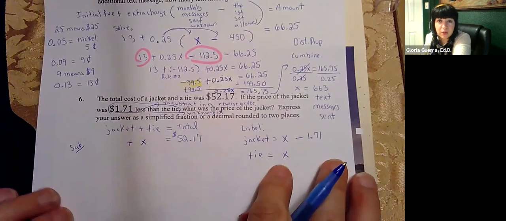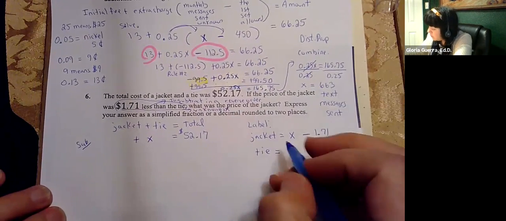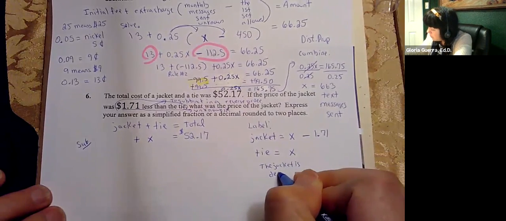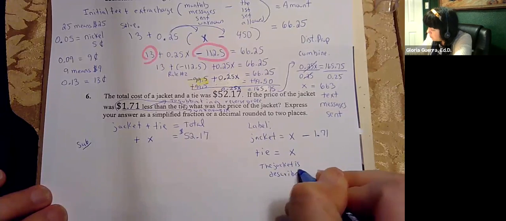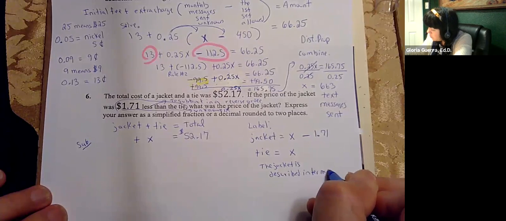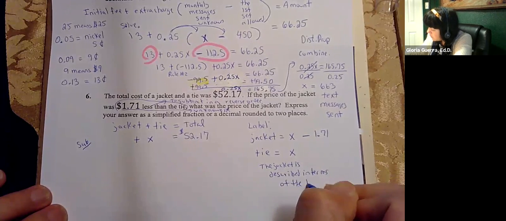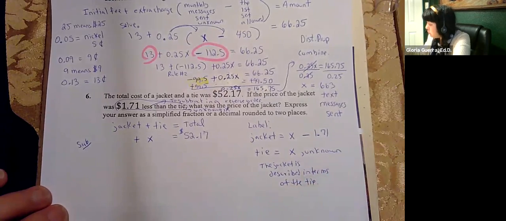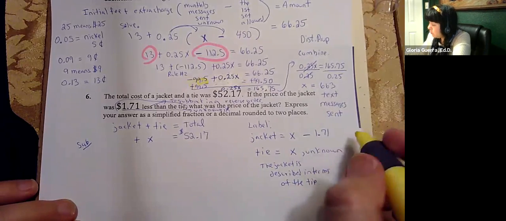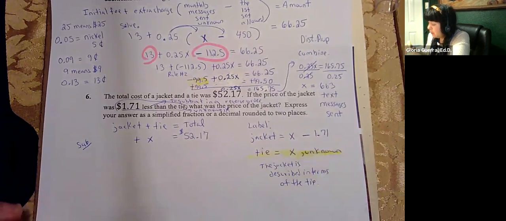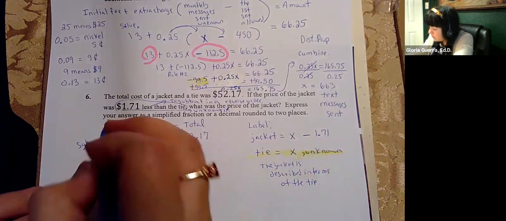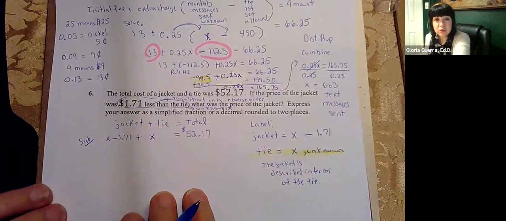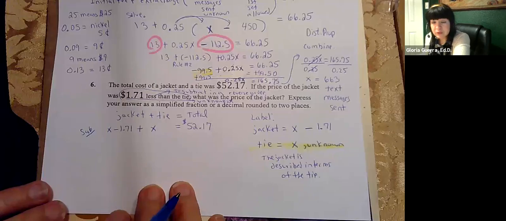and the jacket is described in terms of the tie, and the X is the unknown. Now, you know how in the past your teacher has highlighted the unknown? That's the unknown. That's your X. Okay. And then the jacket is X, take away 171, because it was a little bit cheaper than the tie.